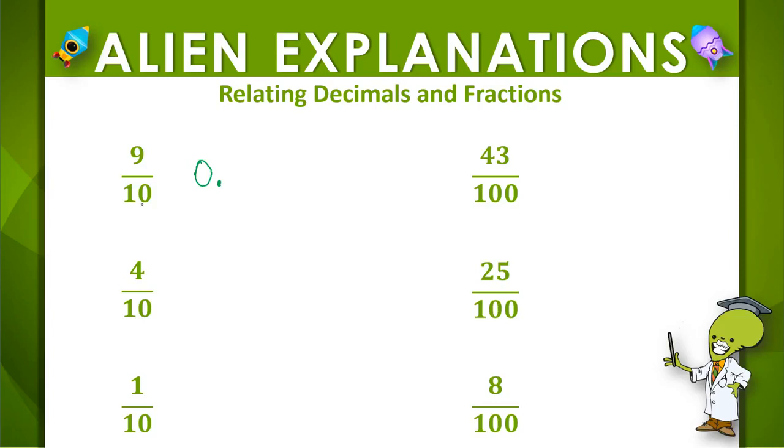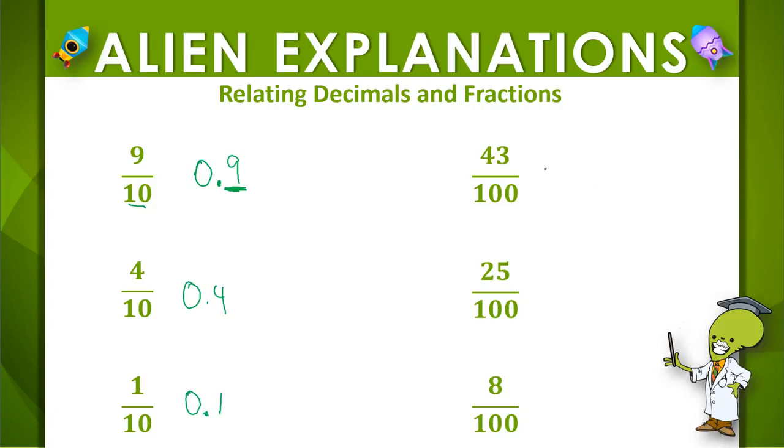So in this problem I have 9/10. Well, the tenths represent the first place value spot behind the decimal point. So 9/10 we can write as 0.9.